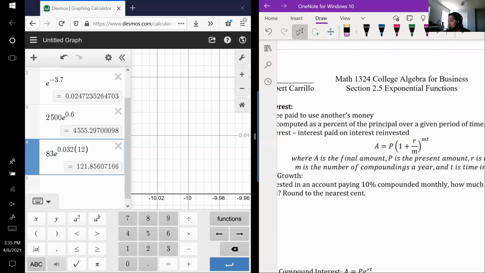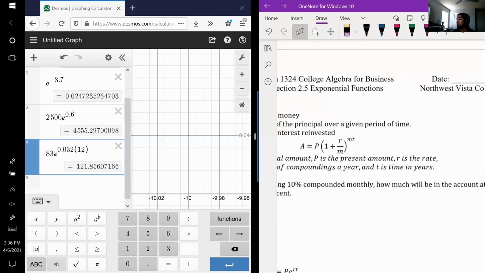A is the final amount of money. P is the present amount. It's either the amount you invested or the amount you borrowed. r is the rate. m is the number of compoundings a year. So it's going to say that you're borrowing this money or you're investing this money and it's getting compounded daily, weekly, monthly, all within a year. So m is the number of compoundings within a year. And t is time in years. t is always in years. If t is not in years, you must convert it to years.